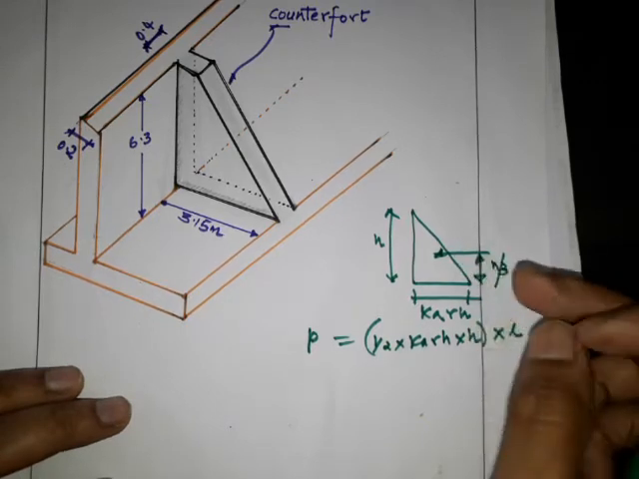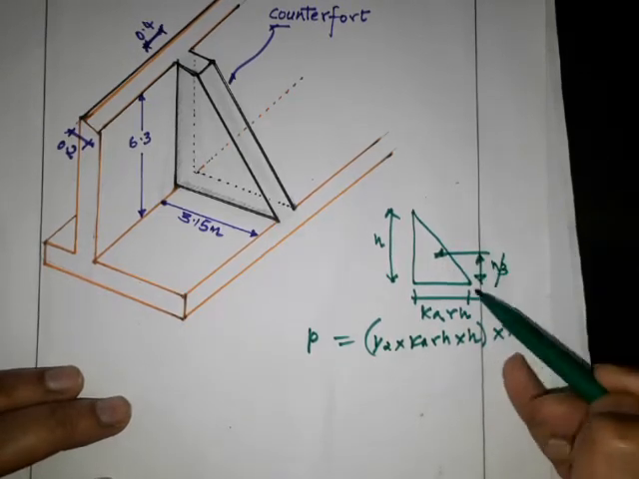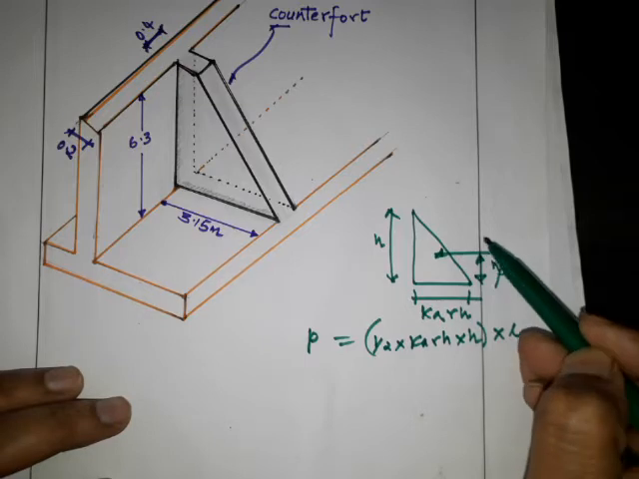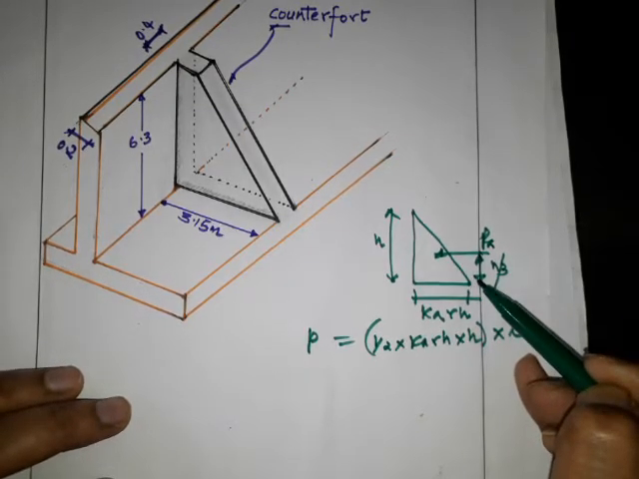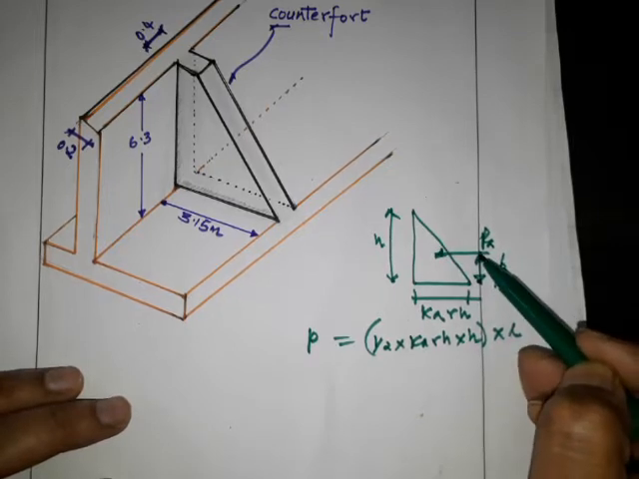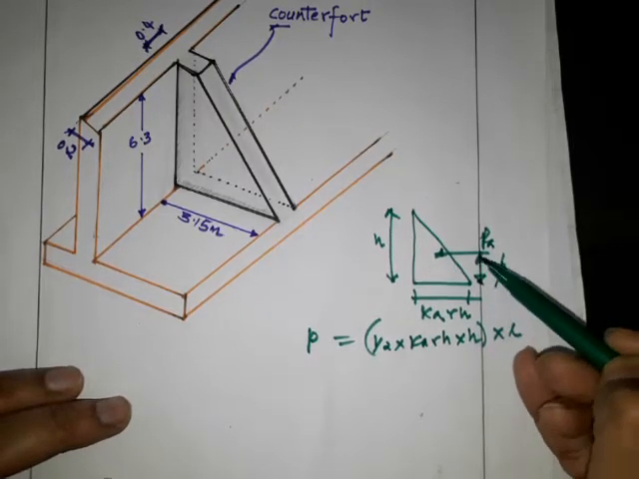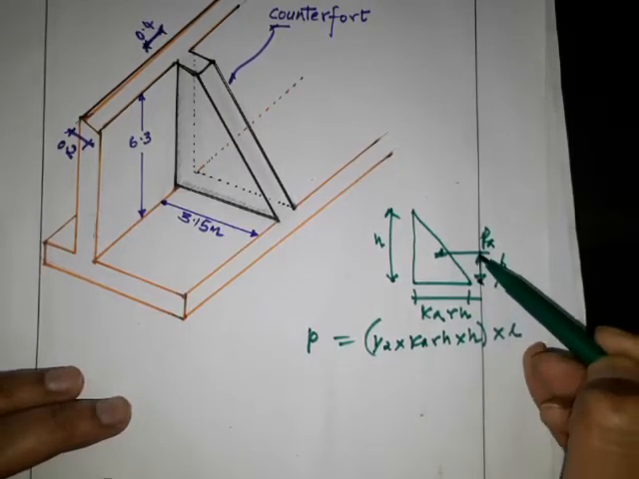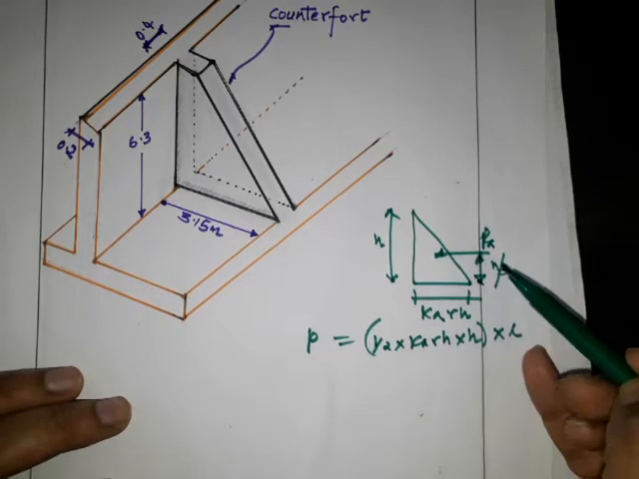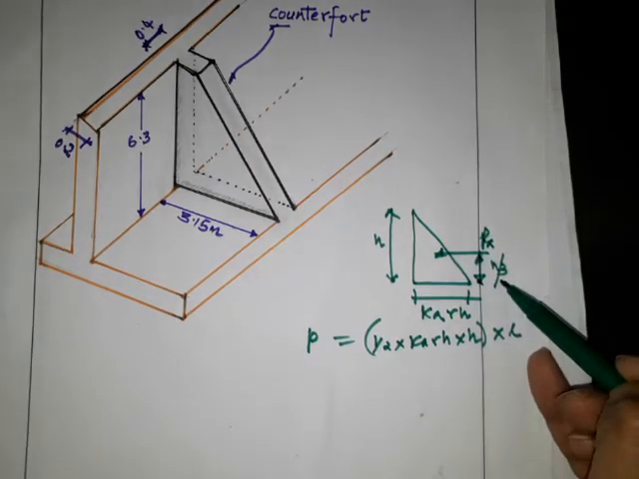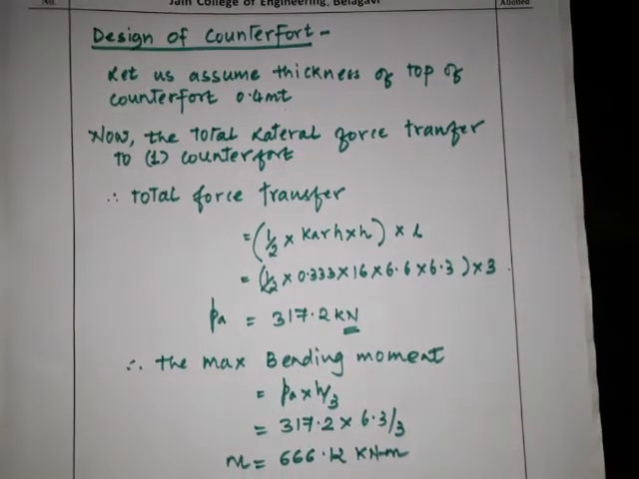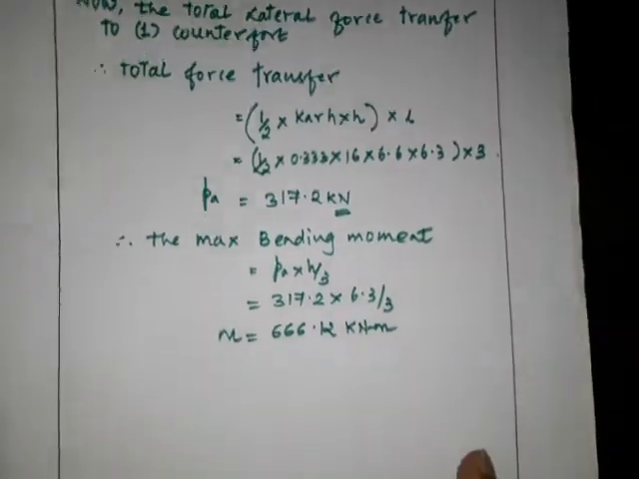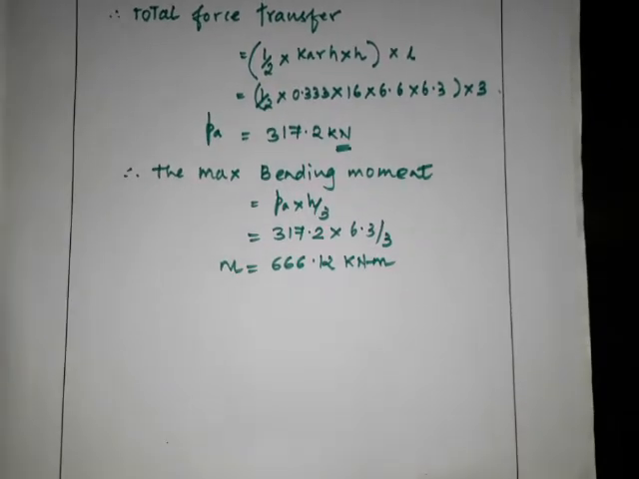So if you have to find out the moment because of this force, force is PA, and force into distance you have to multiply to get the moment. So that's why it is PA into H by 3. So what I did here? PA into H by 3. So we got 666.12 kilonewton meter. Understood? Clear?